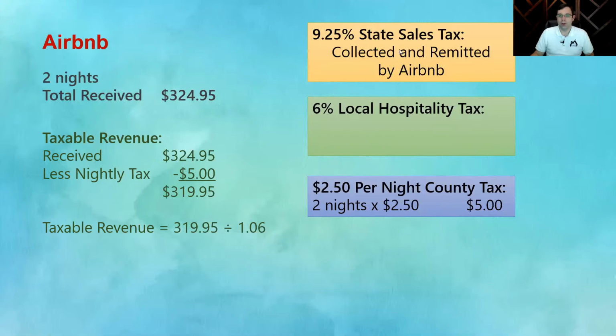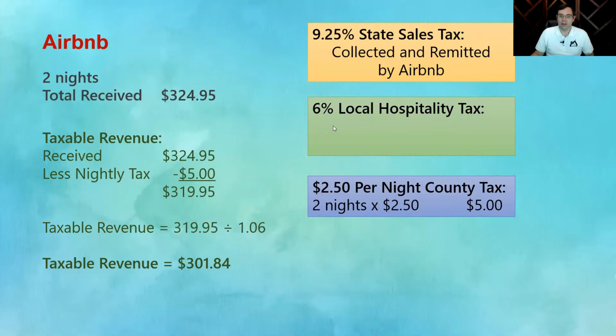If we had to remit both of these, let's say that Airbnb didn't collect and remit anything, so the total here would be 15.25. And so in that case, I would be dividing by 1.1525. All right, but let's say Airbnb does take care of the state part. We just need to remit this 6% local. So what we're going to do is divide that. It comes out to $301.84. That would be my taxable revenue. Okay, and I'll show you how it all works out here at the end.